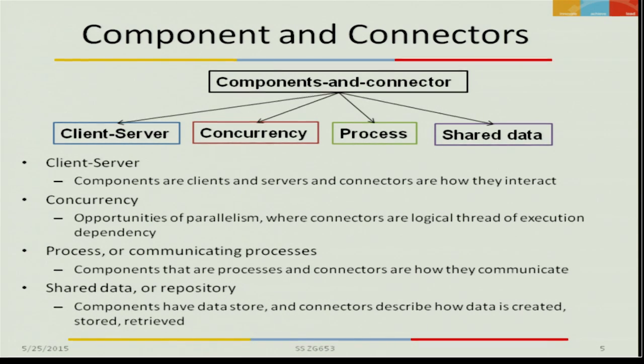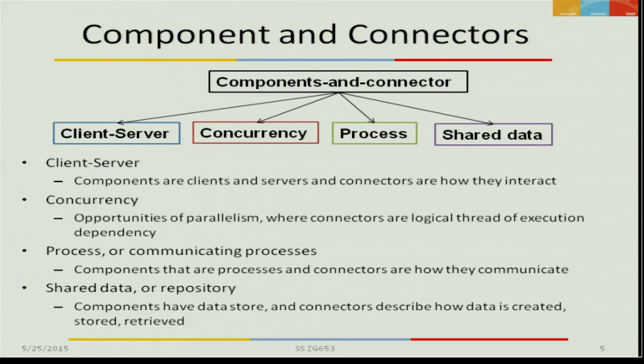Similarly, connectors or the lines model how they interact, and you can provide more specific interaction. For example, in a client server, you can actually model the communication protocol, how they are interacting. In case of concurrency, that same line now represents a thread. For processes, it models inter-process communication. For shared data, it models data access. So the same line can represent different things.